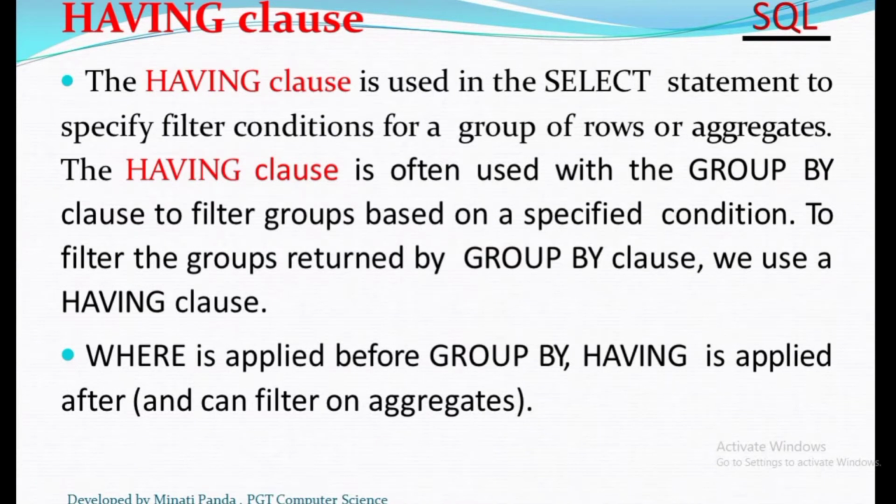Today we'll study the HAVING clause. It is used to specify a filter condition for a group of rows or aggregates. It is often used with the GROUP BY clause to filter groups based on a specified condition. WHERE clause is applied before GROUP BY, and HAVING is applied after the GROUP BY clause.